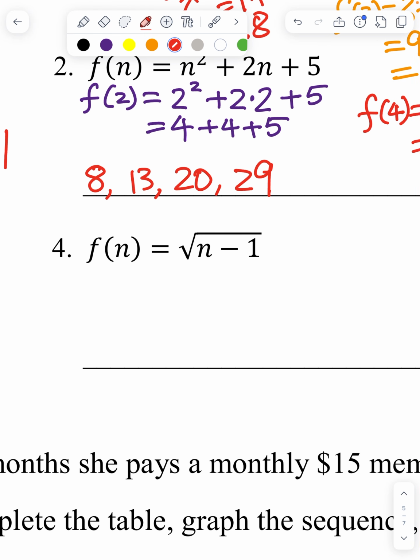Number 4. First 4 terms. Okay, let's do 1. Square root of 1 minus 1. 1 minus 1 is 0. Square root of 0 is still 0. So the first term is 0.